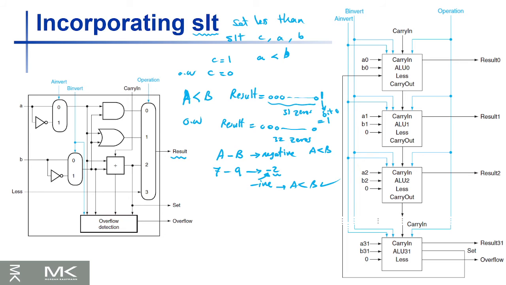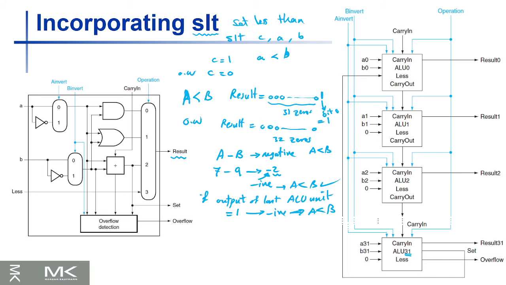And where should the minus appear? Basically, if the output's most significant bit is 1, that means it's a 2's complement number, and it will be negative. So if the output of the last ALU unit, number 32, or if we started from 0, it will be 31, is equal to 1, that means it's negative, and really A is less than B.